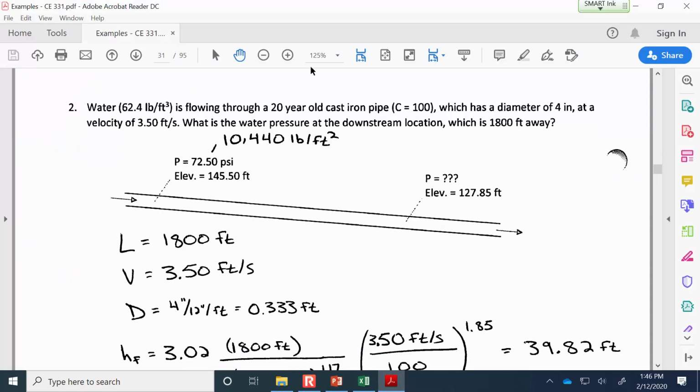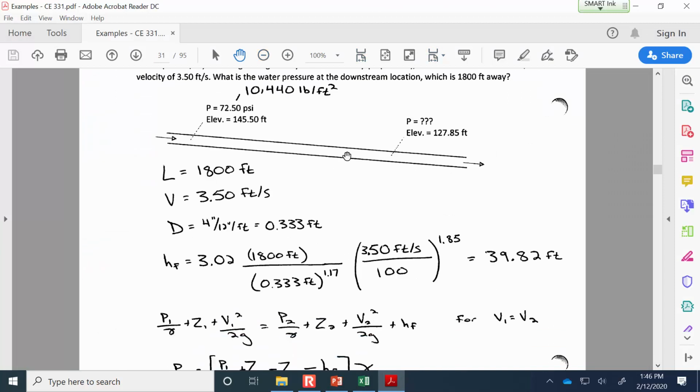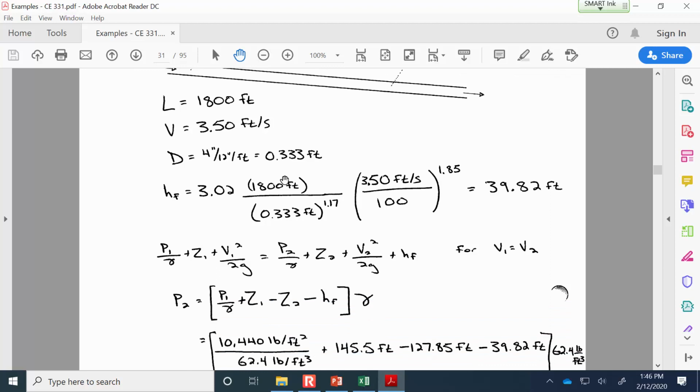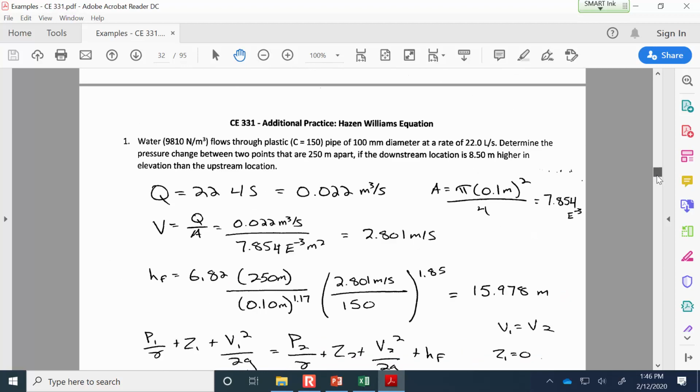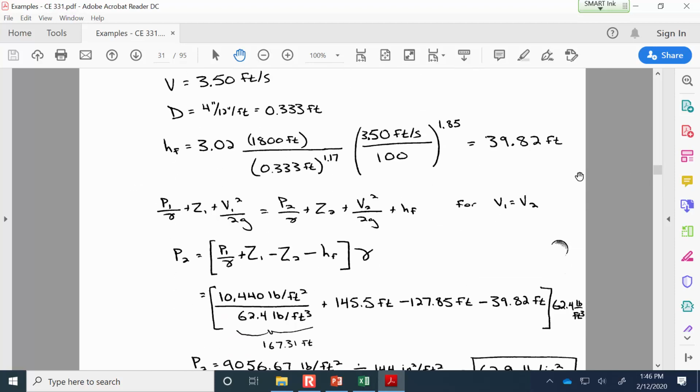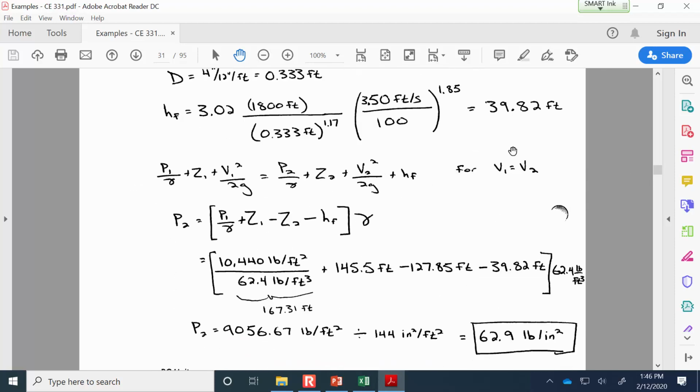Here's the solution to the second one. So you find the pressure in terms of pounds per square foot. The head loss through the pipe is 39.8 feet. Substitute that back into the energy equation to solve for P2. It should be 62.9 psi.